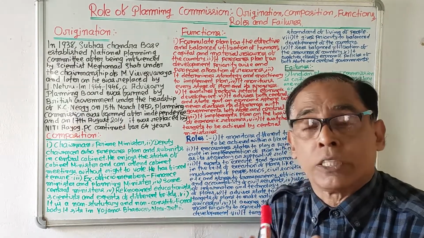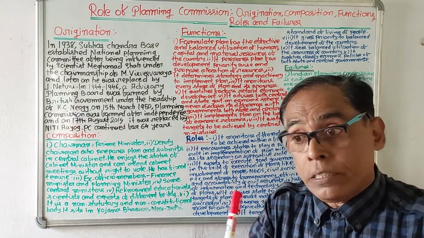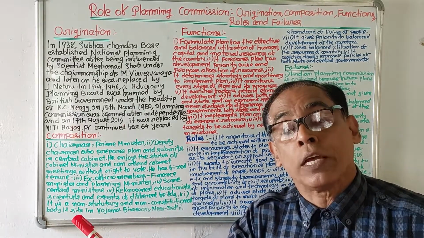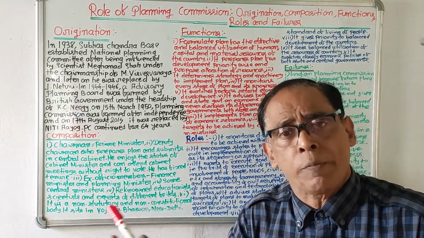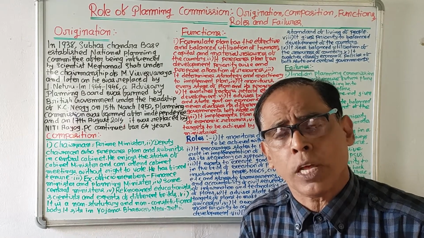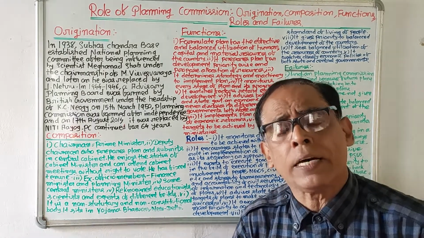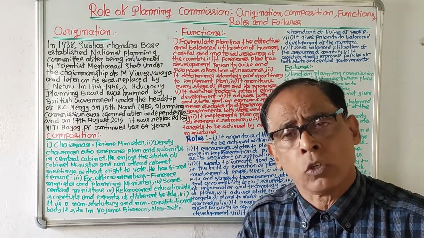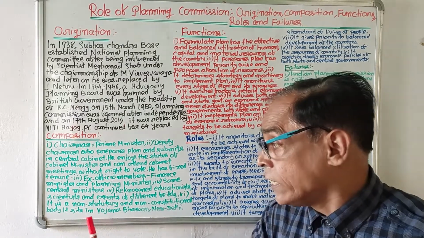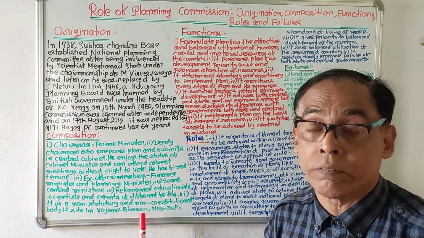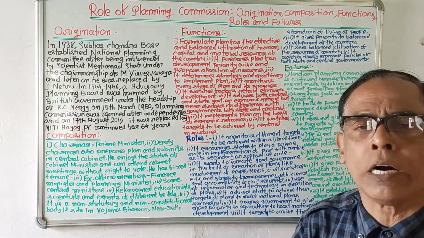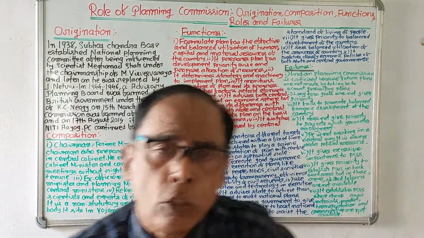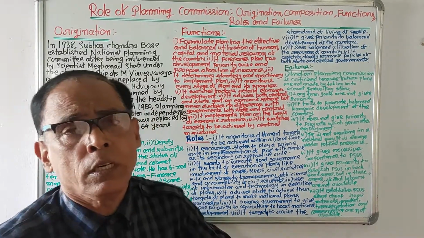And this Planning Commission is a non-constitutional and non-statutory body. It means it is not provided by the constitution, so it is non-constitutional. It is not made by an Act of Parliament, so it is non-statutory. And it sits in the Yojana Bhavan in New Delhi. So this is all about the origination and composition of the Planning Commission of India.